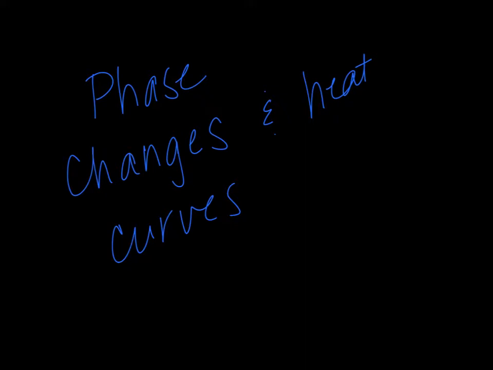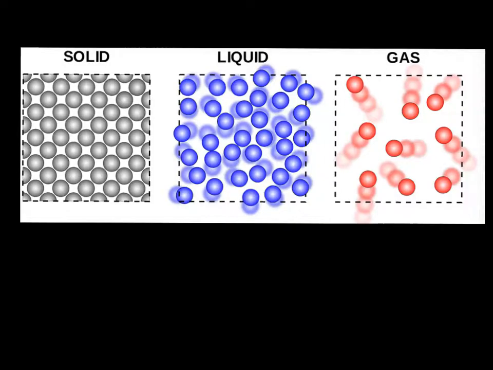Hey guys, in this video I'm going to talk about phase changes and heat curves and how heat flows between the different phases and cause a phase change to occur. Alright, so here's a representation of all three phases, solid, liquid, and gas. When it's a solid, it's got way less energy than when it's a liquid, and when it's a liquid, it's got way less energy than when it's gas.